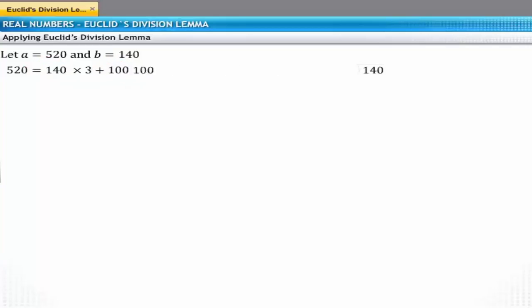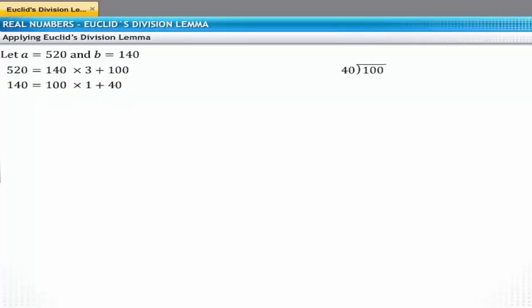Dividing 140 by 100, we see that 100 goes into 140 once and leaves a remainder of 40. Now consider the values of B and R in this equation. We see that R is not 0. So let's apply Euclid's division lemma, taking 100 as A and 40 as B.